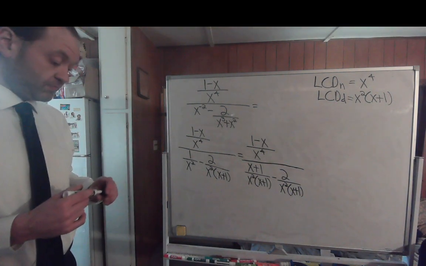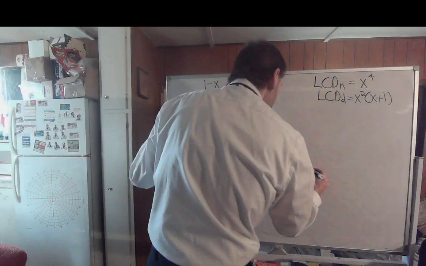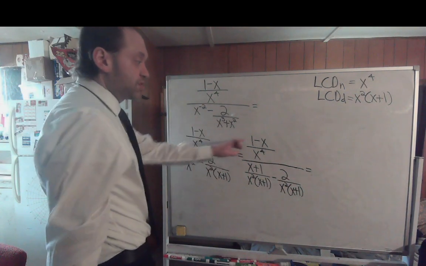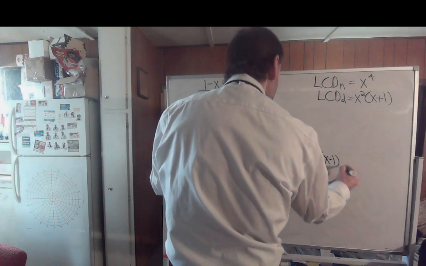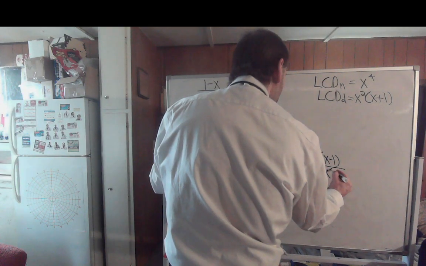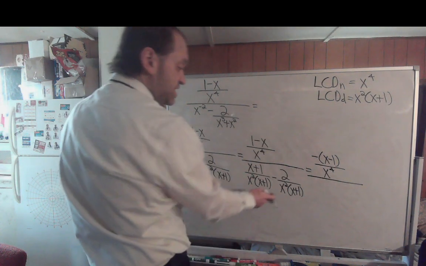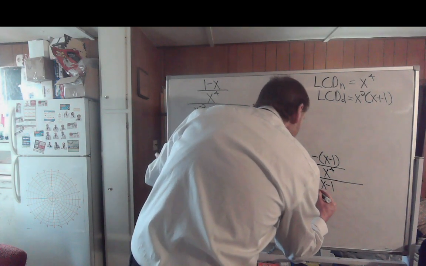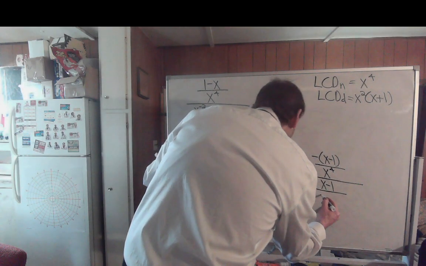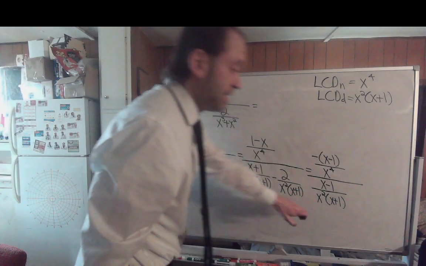Okay, well, we can simplify a couple things here. Notice in the numerator, if I factor out a -1 from the 1 minus x, I'll get negative of x minus 1 all over x to the fourth. And that's going to come into play in a minute. You're going to see why. Then you simplify the denominator, you would get x minus 1 all over x squared times x plus 1. So now we've simplified both the numerator and denominator all we can.